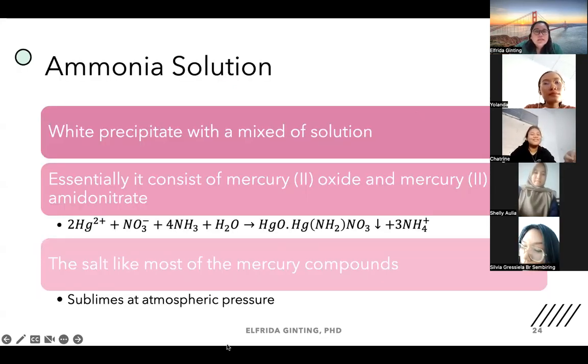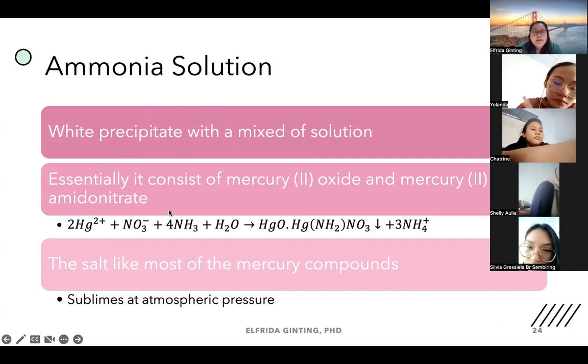Now, next, if we react mercury sulfide with ammonia solution, so you can see here, if we have, for example, mercury 2 plus, we react it with ammonia in the presence of nitric acid, then it will form a mercury oxide and mercury 2 amidonitrate. You can see here, it has the down arrow.